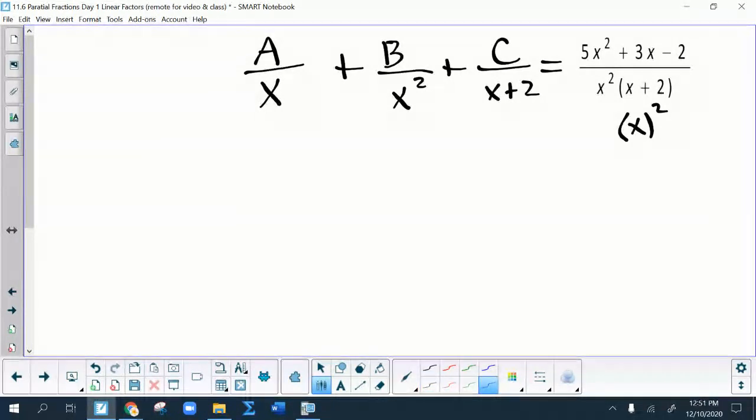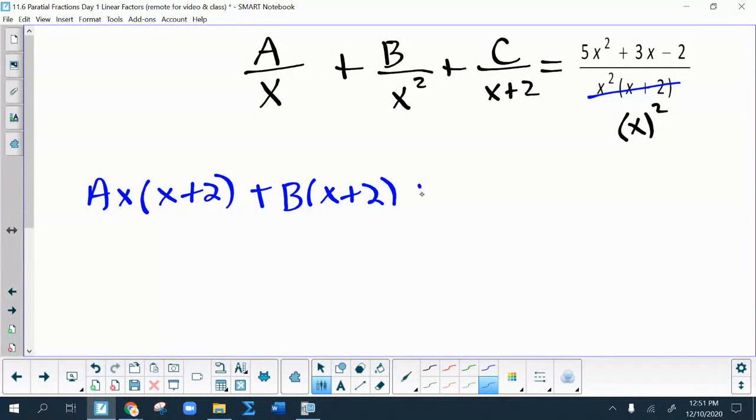All right, now we multiply through by the whole entire common denominator, and this is where it can get a little tricky. So this stuff is gone over here, and my first fraction, when I multiply by the common denominator, I have an X that needs to get multiplied to it, as well as an X plus 2. And for the B, I don't need any X's because I've got both of the squared ones, but I do need an X plus 2. And then for the C, I don't need the X plus 2 that's down here. That gets canceled out. I just need these X squares.